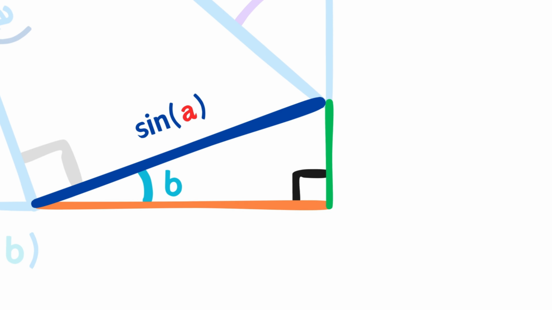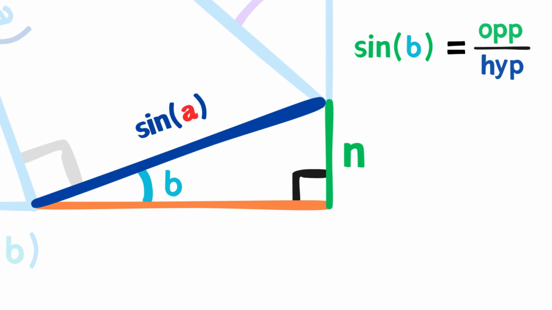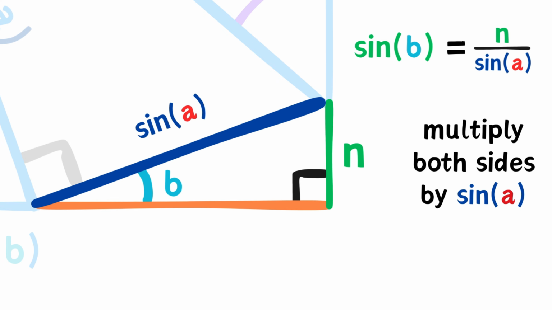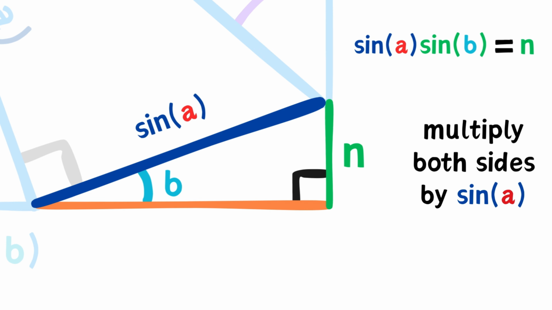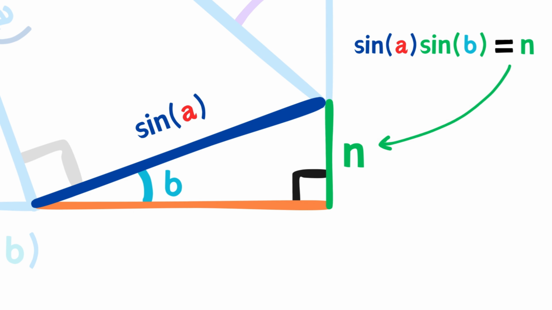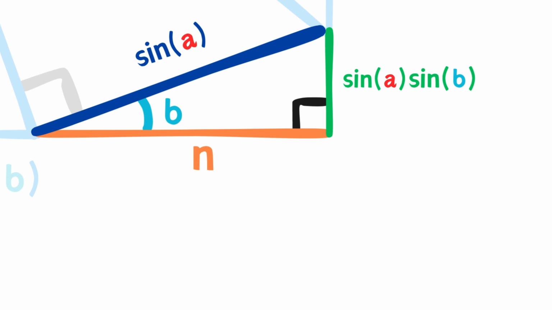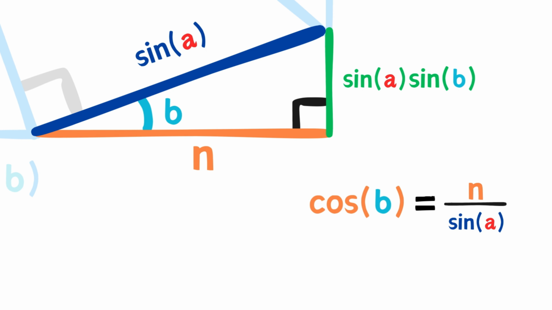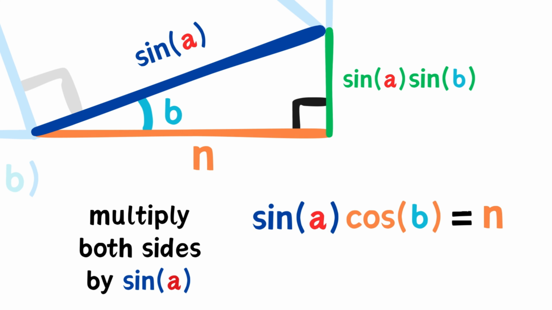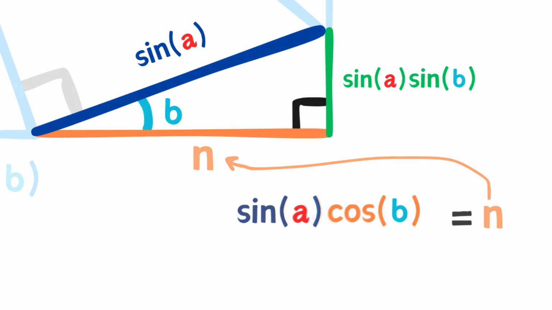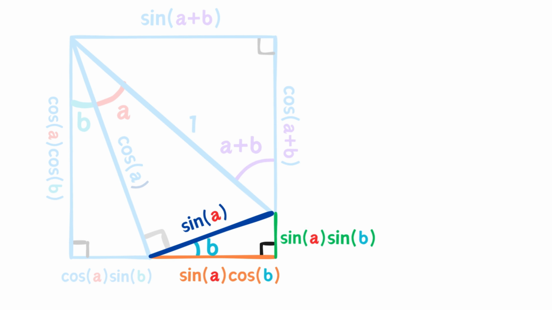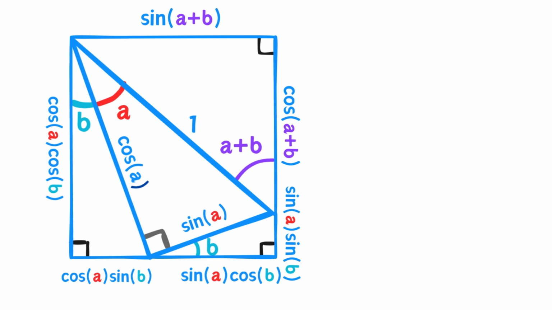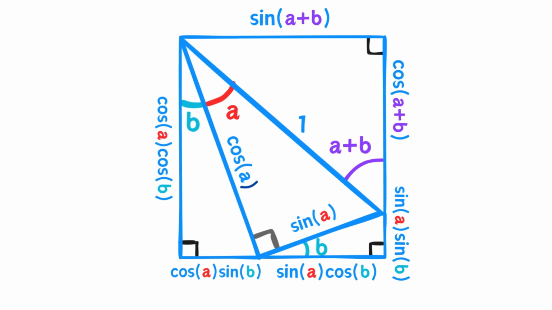Alright, now for the sides. In this triangle, the sine of B is the length of the opposite, n, over the hypotenuse, sine of A. So n, or the length of the side on the right, is sine of A times sine of B. And the length of the bottom can be found with cosine of B. That's sine of A times cosine of B. There we go. We just found all the sides. Great job following along and hanging in there.